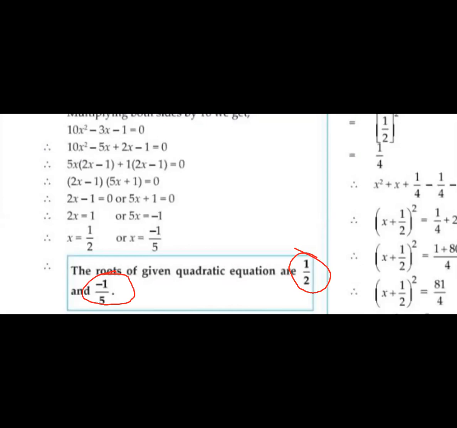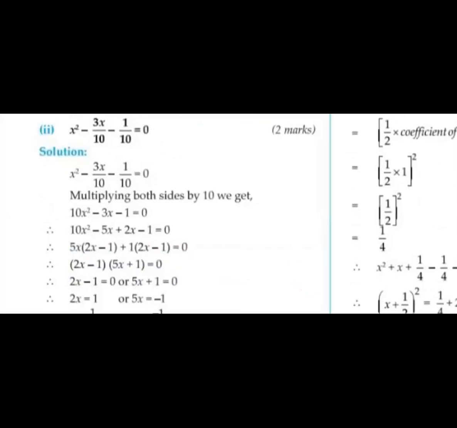In this question, if you have some doubts, please ask me. I am asking all of you, check it once and ask me if you have some doubt.